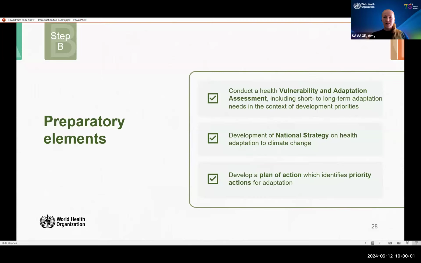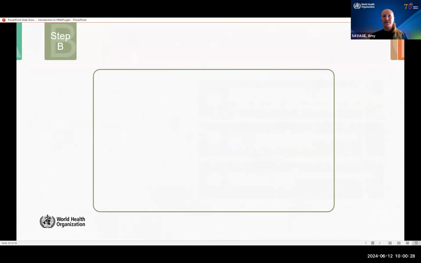Develop the national strategy on health adaptation to climate change, and then we need to develop a plan of action, looking at all the possible range of adaptation actions, so using the operational framework and coming up with the potential adaptation actions to address all the risks that we've identified within the evidence base to consider including within our Health National Adaptation Plan.